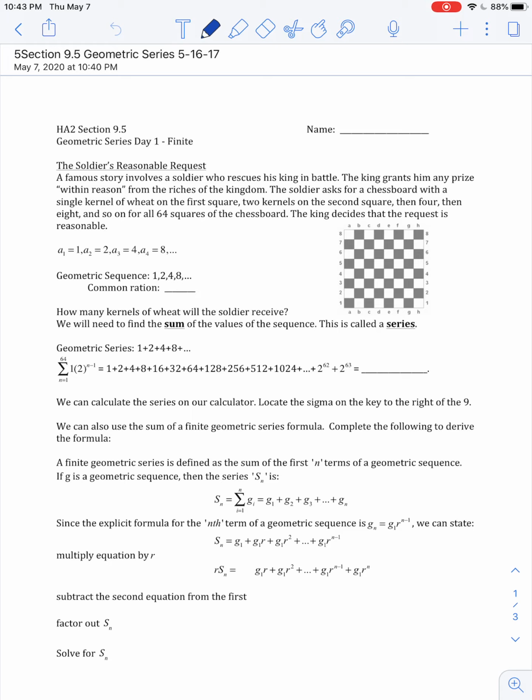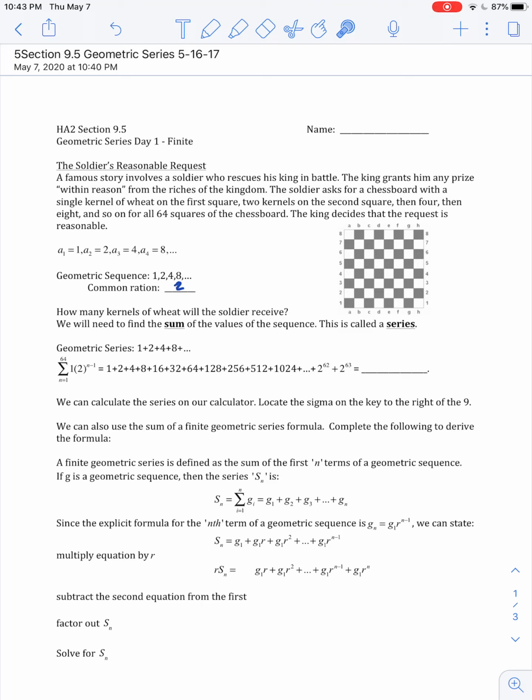And so if we look at this sequence, it's doubling each time. So our sequence is 1, 2, 4, 8, 16, 32, etc. So the common ratio is 2. And so the question then is, how many kernels of wheat will the soldier receive? So notice that that is the sum of all those values. That is not just how many kernels will he receive on square 64. That would be the sequence, and you'd just be finding the 64th. But we want to know the total of all the wheat. That's obviously not going to fit on this chessboard because we want the sum of all of that.